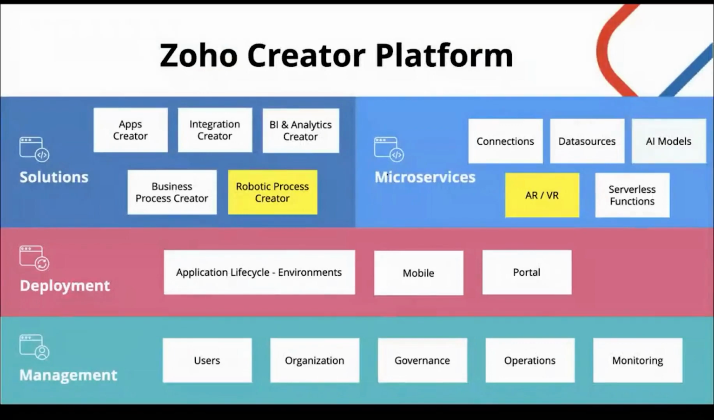So let us get started with the environment of Creator. Yesterday we discussed this in detail. Today we are going to take a look at the microservices section, which comprises connections, data sources, AI models, AR, VR, and serverless functions. Connections act as a tunnel between our Zoho Creator application and a third-party service. Data sources are the third-party services whose modules we manage from Creator directly. And then come the AI models, which we create in our application. Once they are published, you can see them under microservices.